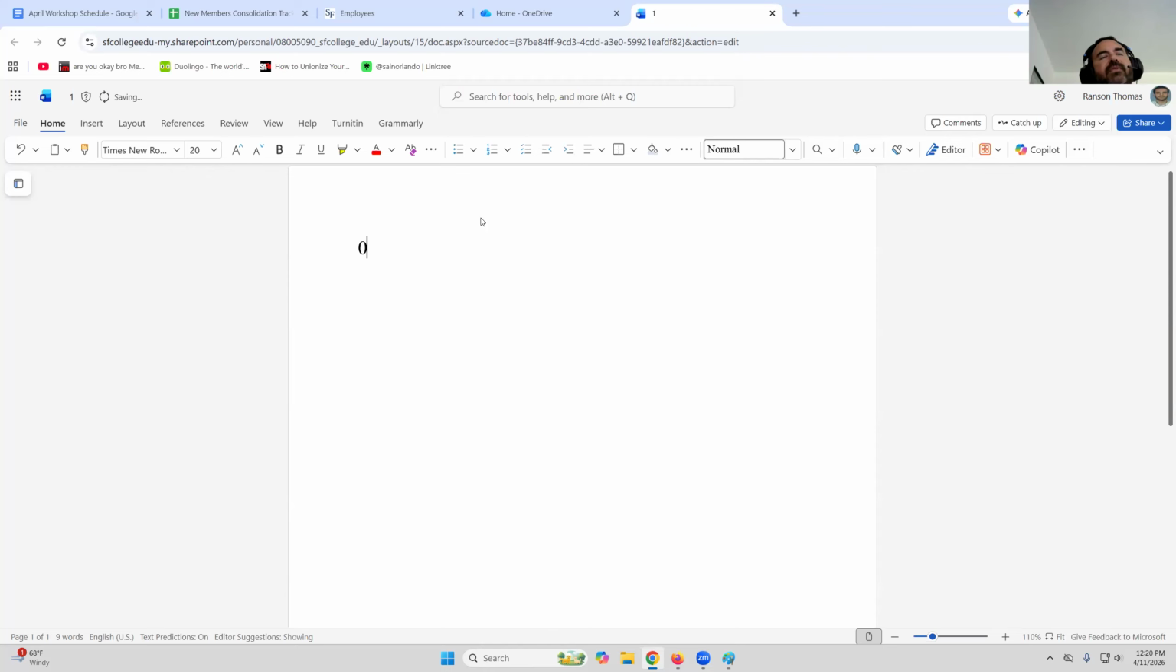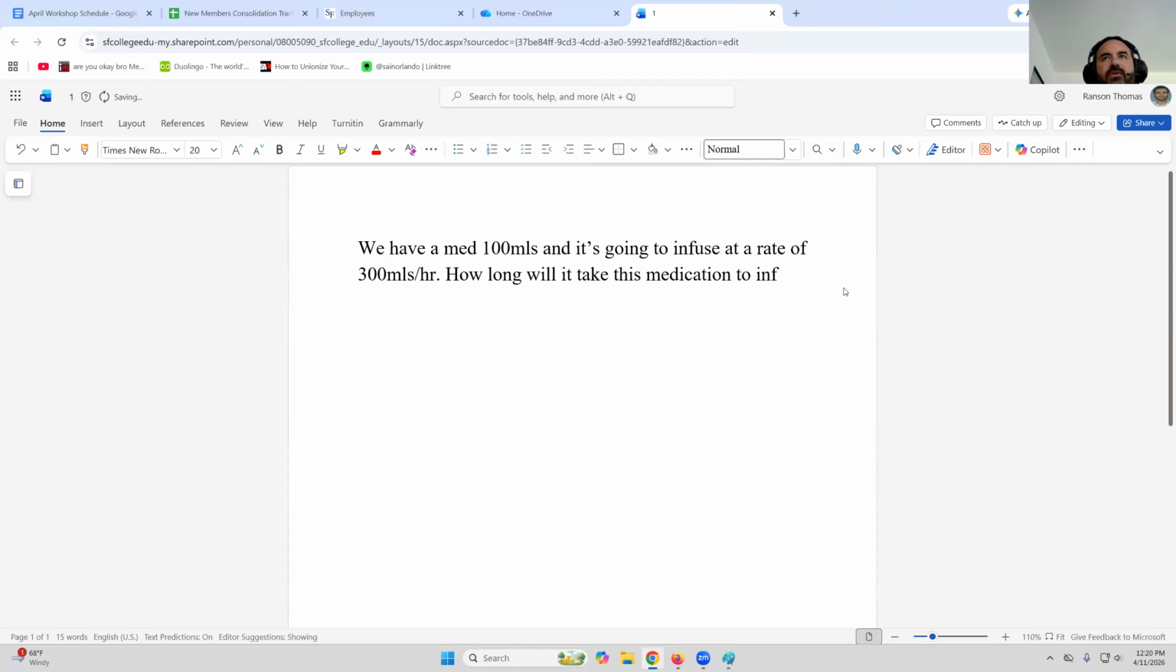Let me give an example. I have to come up with the math in my head, but let's say we have a medication, and it doesn't matter what the medication is. It's 100 mLs, and it's going to infuse at a rate of 300 mLs per hour. How long will it take this medication to infuse? This is a pretty easy math question, but it would be one that you might have.